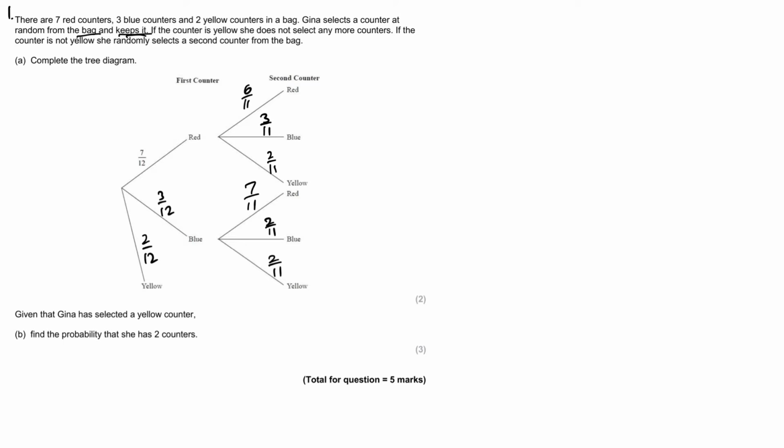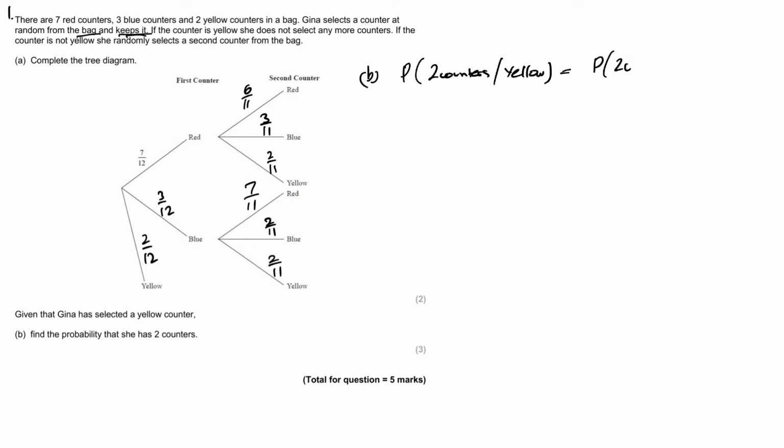Now, the second part, at initial look, seems a little bit confusing, but it's not. Given that Gina has selected a yellow counter, find the probability that she has 2 counters. So that means she either selected a yellow counter straight away, because it's given, or she's ended up with, say, red and yellow, or blue and yellow. So we're looking at the probability that she has 2 counters given that they are yellow. That's probably the best way of setting it out.